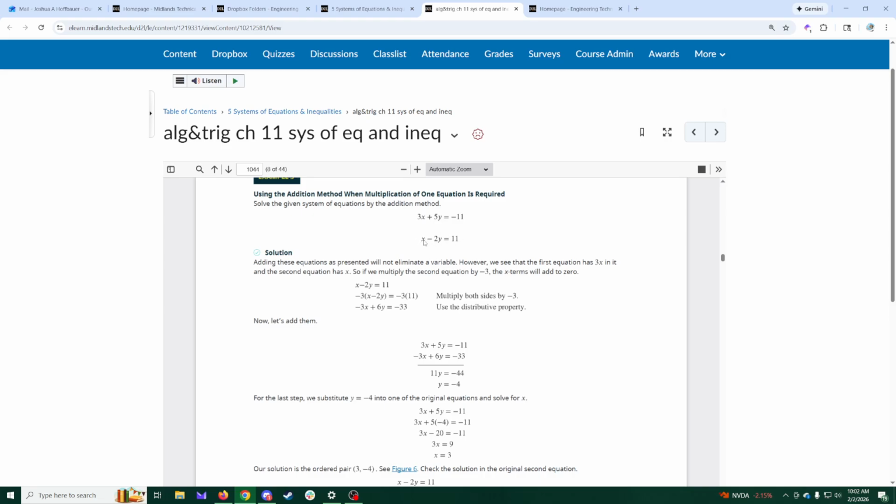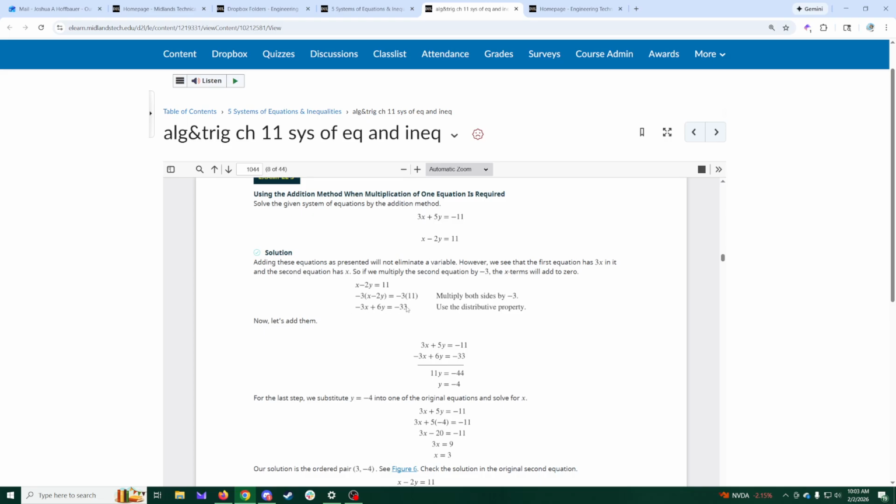Remember, whatever you do to one side of the equation, you have to do to the other. And so if we want to say this x is now a negative 3x, you're allowed to do that. But in order to do that, you have to multiply everything on both sides of the equation by negative 3. Which will turn the x into negative 3x, the negative 2y into positive 6y, and the 11 into negative 33. We took the entire equation and multiplied everything in it by negative 3. You're allowed to do that, as long as you do that to every single term in that equation.